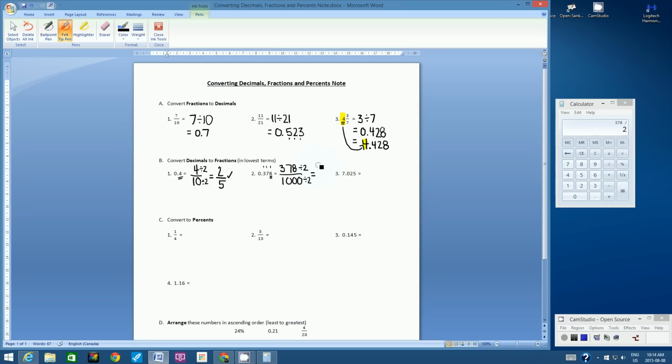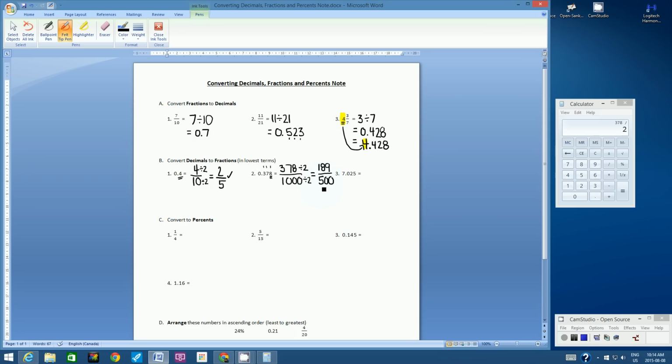Hopefully you got 189. And then 1,000 divided by 2, maybe you can do that mental math. 1,000 divided by 2 is 500. Okay, so we've reduced it one step by dividing both the numerator and the denominator by 2. We get a fraction of 189 over 500.